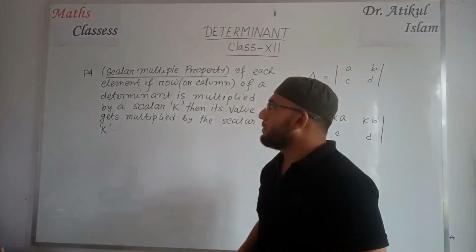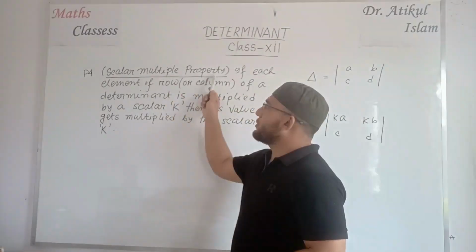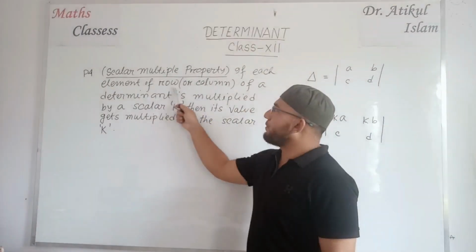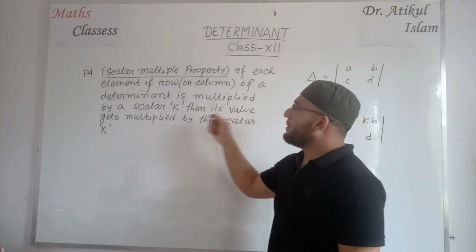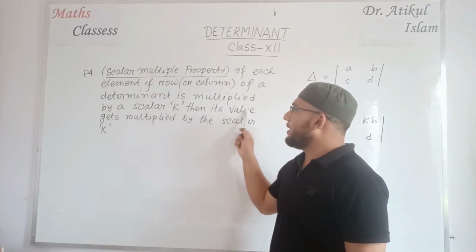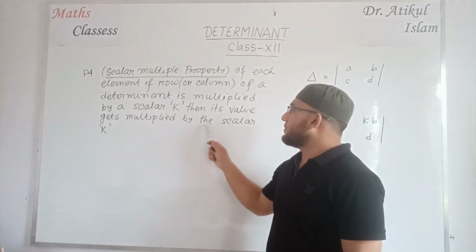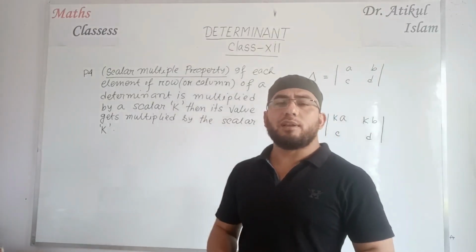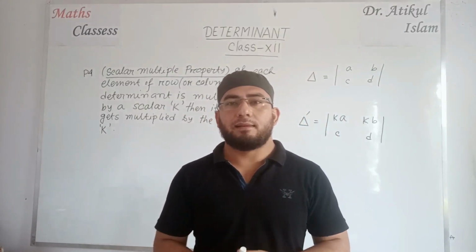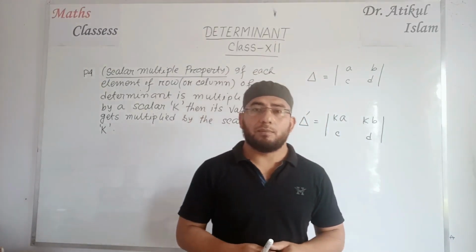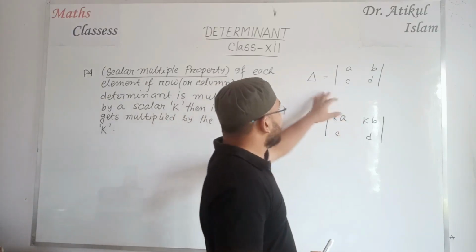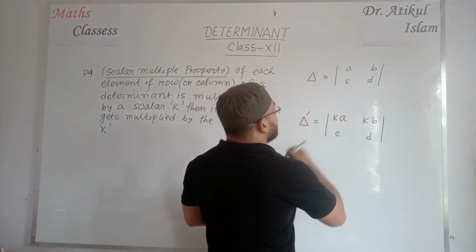Now the property 4, the scalar multiplication property. In this property, if each element of a row or column of a determinant is multiplied by a scalar k, then its value gets multiplied by the scalar k. That is, whenever you multiply any row or column by any scalar, the value of the determinant is multiplied by that scalar. Take an example, say your delta is a, b, c, d.